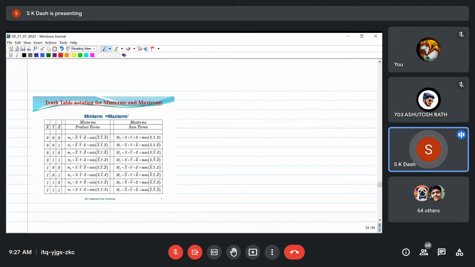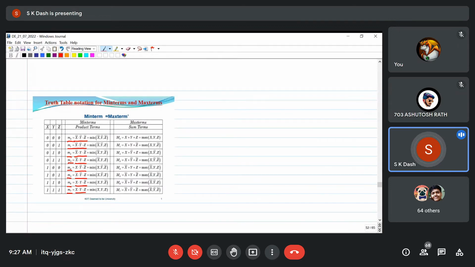Okay. So it is mentioned in terms of X, Y, Z. So X bar, Y bar, Z bar is M0. X bar, Y bar, Z is M1. X bar, Y, Z bar is M2. X bar, Y, Z is M3. X, Y bar, Z bar is M4. X, Y bar, Z is M5. X, Y, Z bar is M6. X, Y, Z is M7.